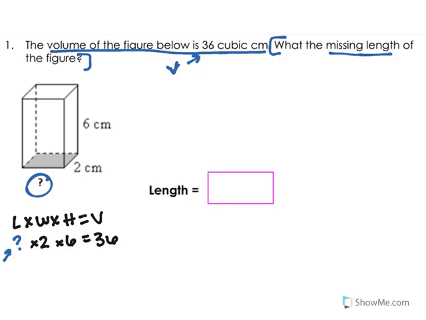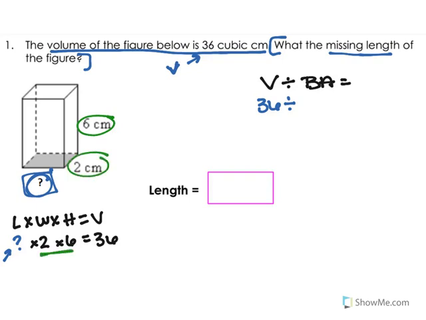So when we need to solve for a missing dimension like length, we're going to use a formula that looks like this. Volume divided by base area. We already know the volume. The volume is 36. Now we need to divide that by the base area. Base area comes from multiplying the two dimensions we already have, 6 and 2. We know 2 times 6 gives us 12.